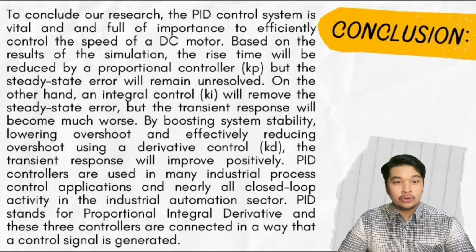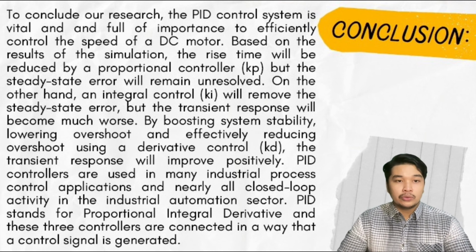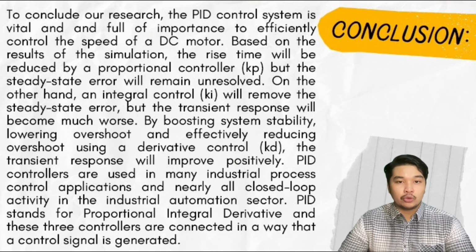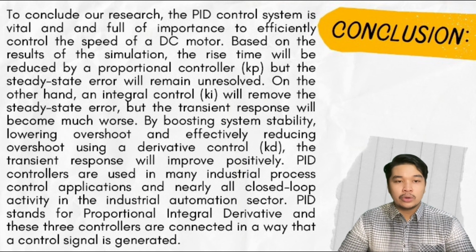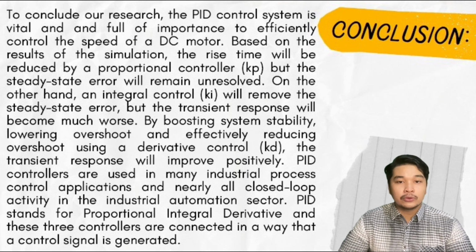As a conclusion, to conclude our research, the PID control system is vital to efficiently control the speed of a DC motor. Based on the results of the simulation, the rise time will be reduced by a proportional controller, but the steady state error will remain unresolved. On the other hand, an integral control will remove the steady state error, but the transient response will become much worse. By boosting system stability and effectively reducing overshoot using a derivative control, the transient response will improve positively.